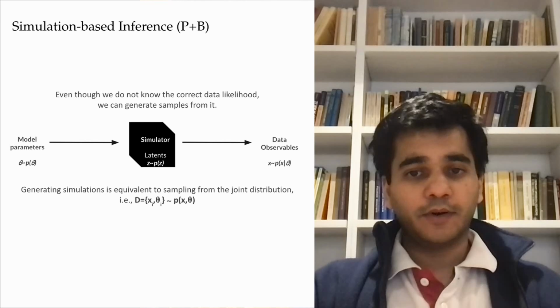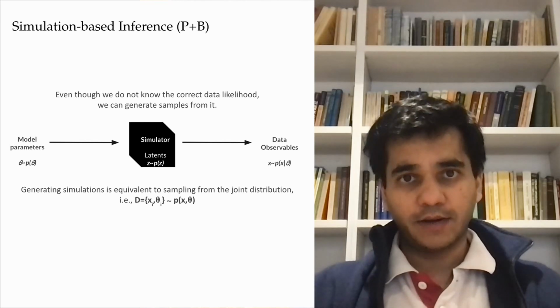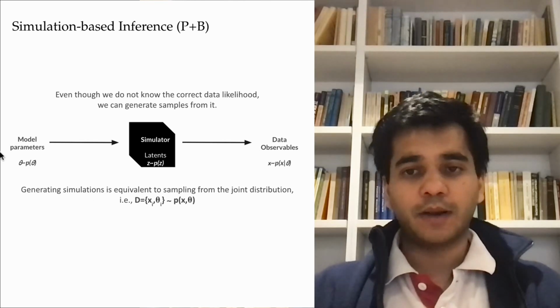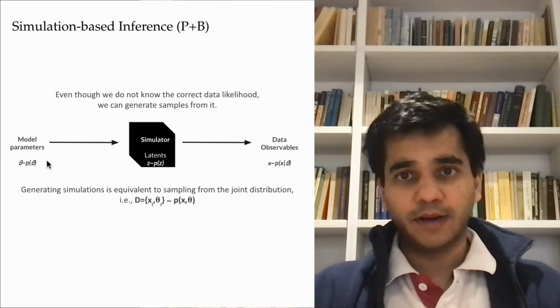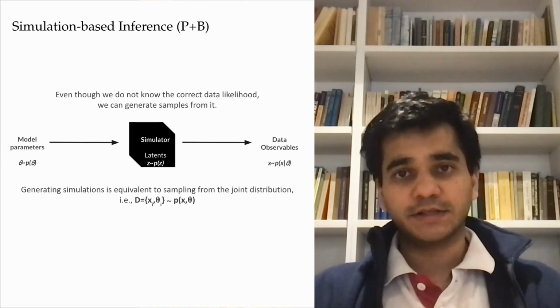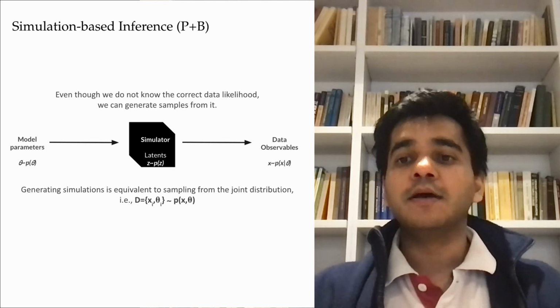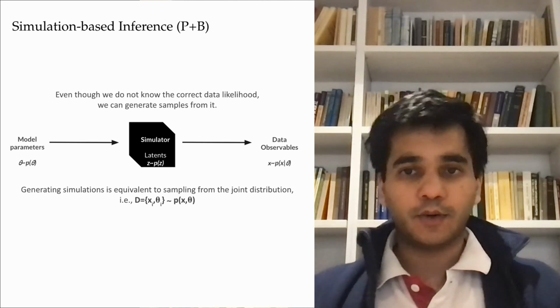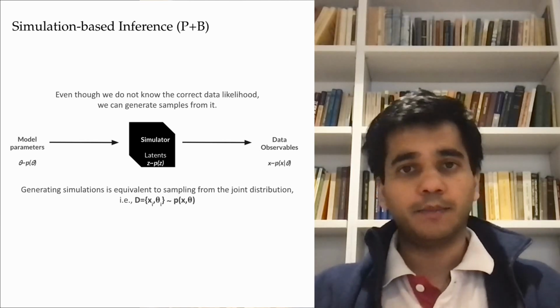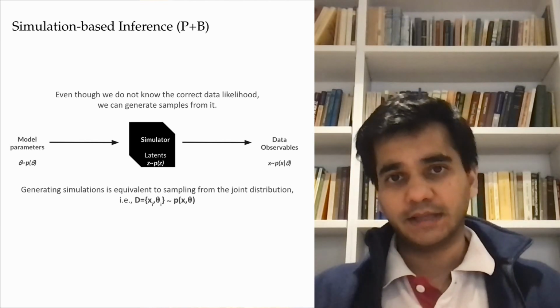We begin with some model parameters, which are drawn from their own prior distribution. So this would be the cosmology parameters. We throw these into a simulator, which has its own latent parameters drawn from their own prior distribution, for example, the initial conditions of the universe. And then we run the simulations and out comes a data observable, which can be a power spectrum, bispectrum, or the full density field.